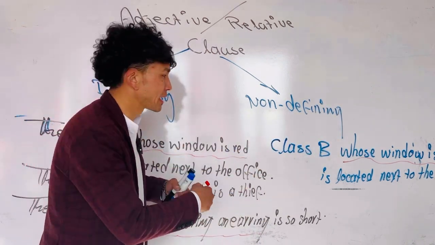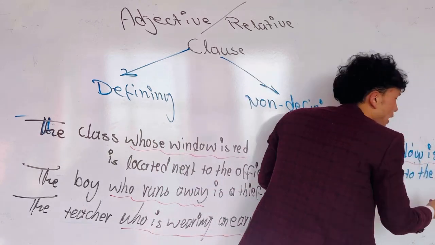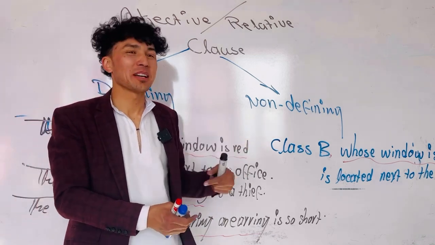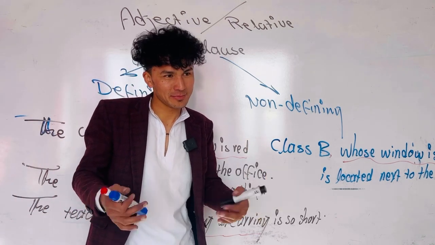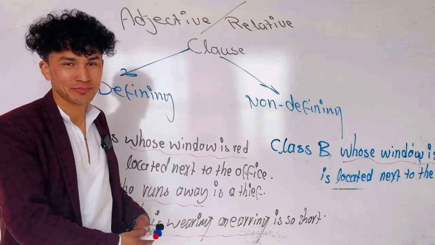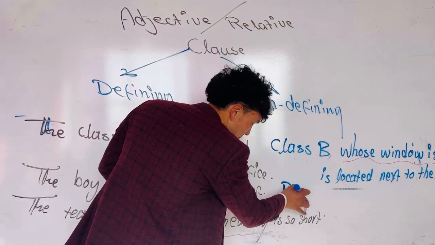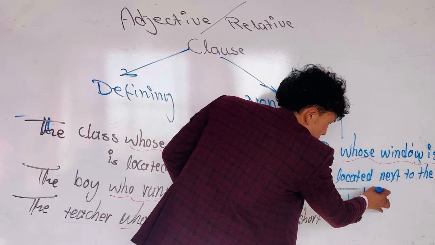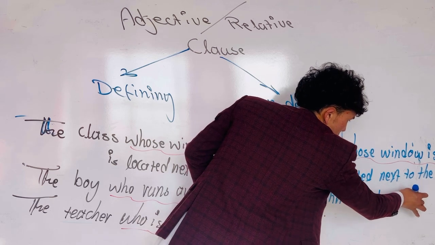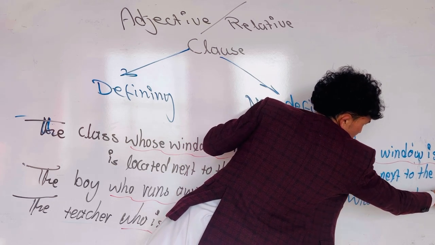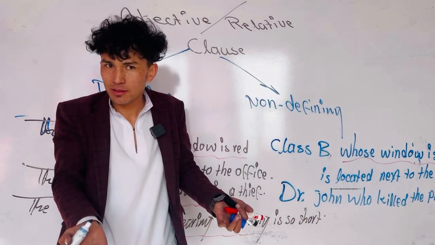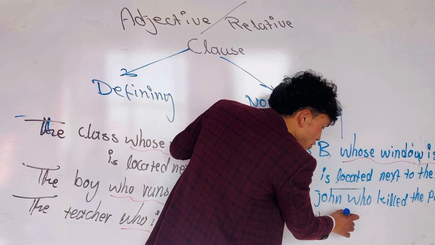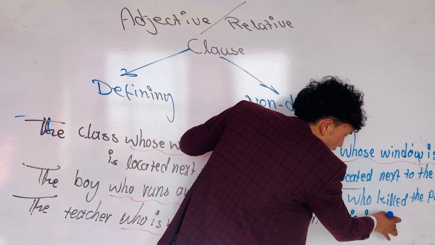So in this case, do not forget to punctuate it with commas around it, because sometimes you need to take it out. So a non-defining adjective class requires commas. Defining doesn't require them. That is all. Okay, next one. For example, Dr. John, who killed the patient, is in jail. You know patient? Did you get it?